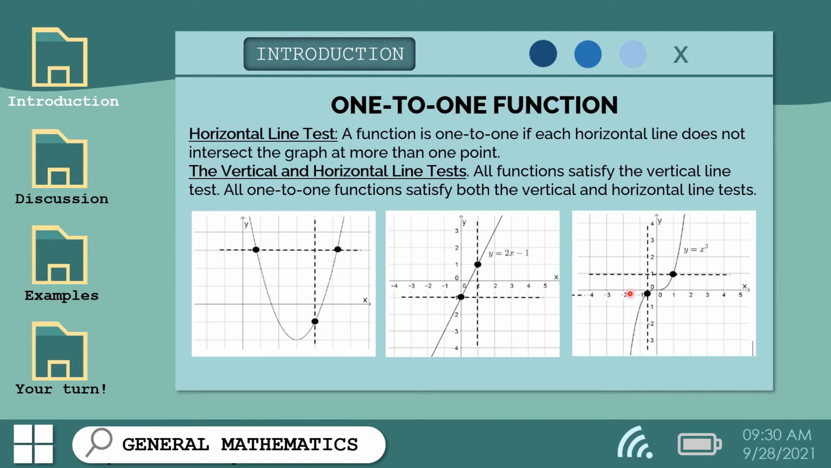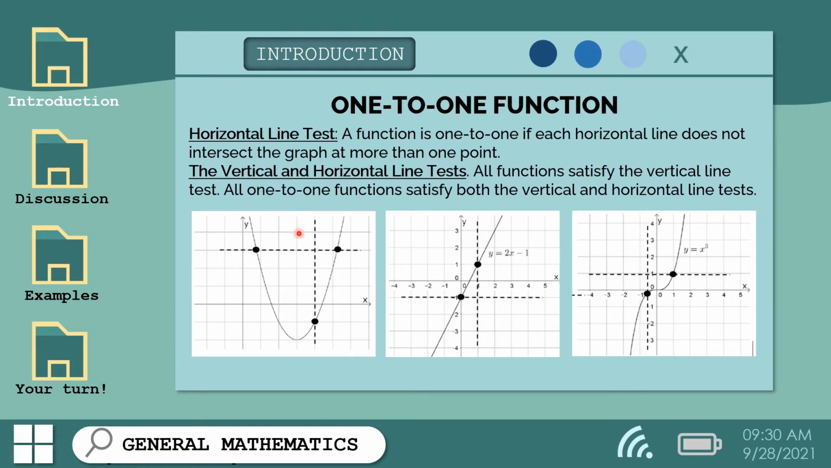Yan. So, halimbawa, we have these 3 graphs here. So, unahin na po natin. Kung mapapansin nyo sa graph na ito, kung mag-i-imagine po tayo ng infinite vertical lines na idodrawing natin that will pass through yung ating graph, isa at isang beses lang na siya tatama sa ating graph. Isang beses lang. Wala na. Therefore, masasabi natin na itong graph na to is an example of a function.